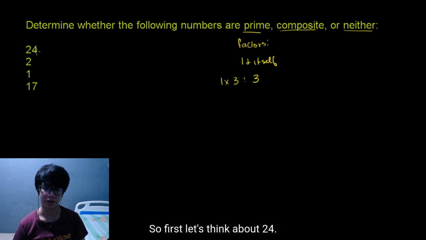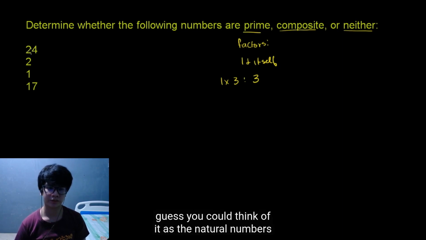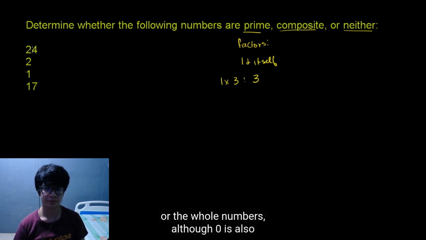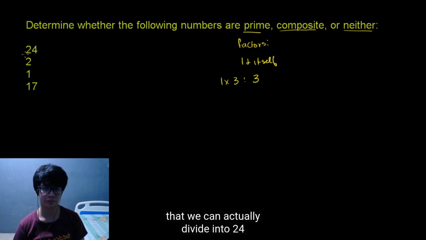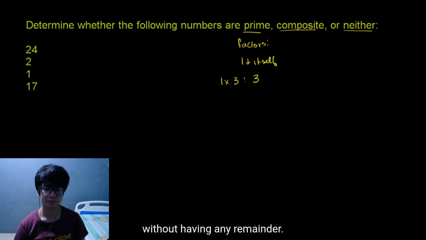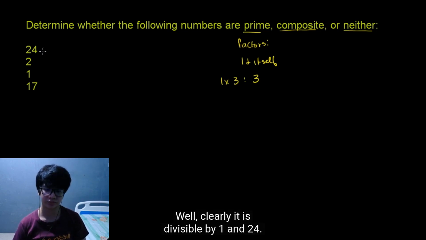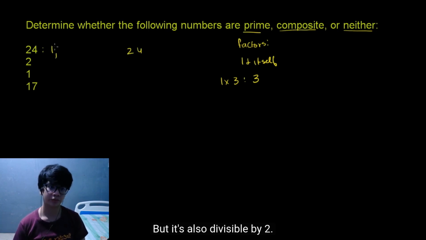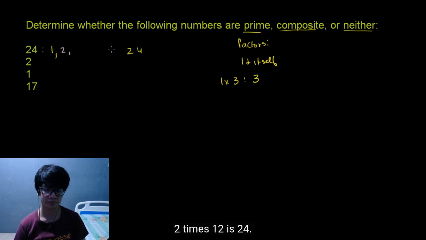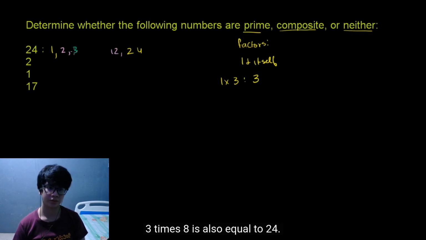So first, let's think about 24. Let's think of all of the natural counting numbers that we can actually divide into 24 without having any remainder. We'd consider those the factors. Well, clearly it is divisible by 1 and 24. In fact, 1 times 24 is equal to 24. But it's also divisible by 2. 2 times 12 is 24, so it's also divisible by 12. And it is also divisible by 3. 3 times 8 is also equal to 24.